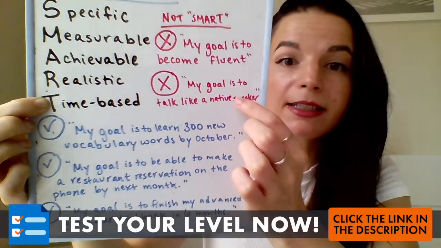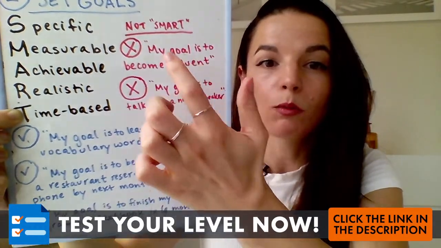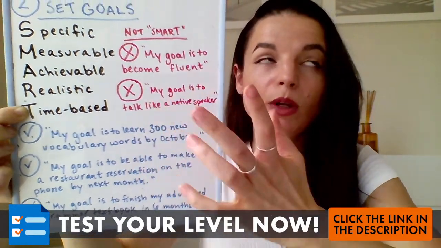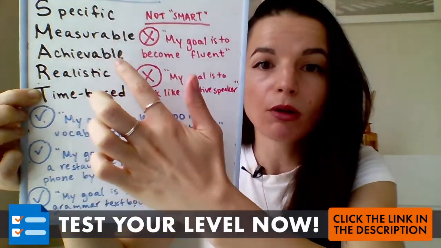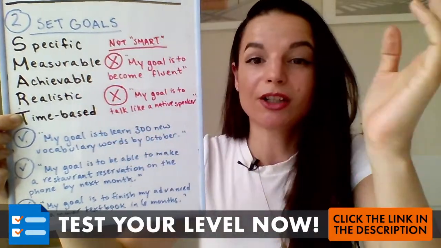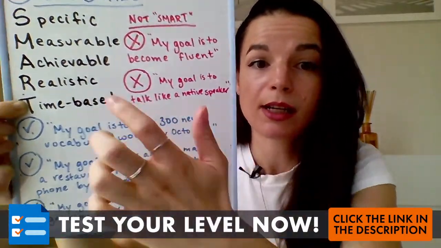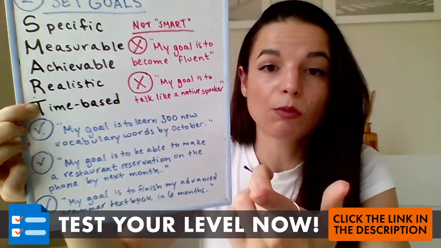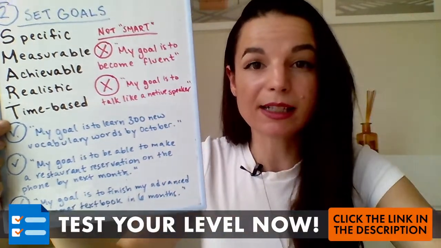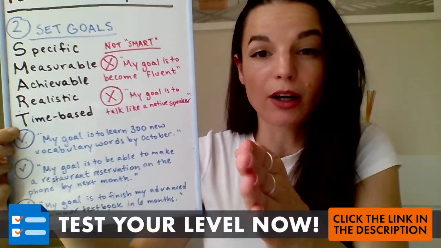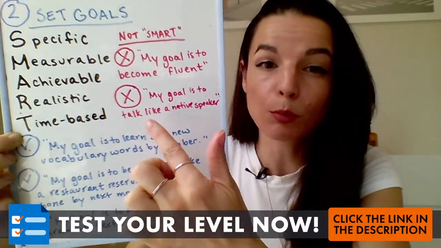Why? These are not specific. To become fluent. What does it mean to be fluent? We cannot measure this. I mean, we can take a proficiency test, but it's not perfect. Is it achievable? Well, we don't know. I mean, how much time do you have? Realistic? Maybe, like over many years. There's no timeline for this as well. Same problem here. We cannot measure these things. They are not specific. They don't give us a target, like our next target to work towards. So these goals don't really help you very much.